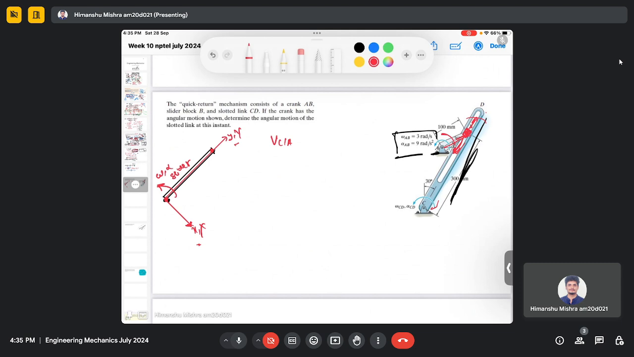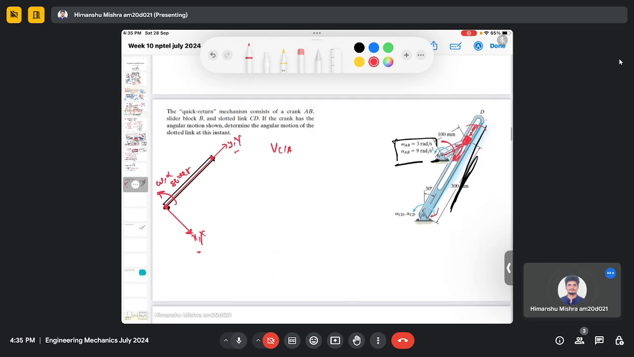Okay, sir. So the block is translatory with respect to the CD link, and is it not rotatory with respect to the crank? Like with the crank, it is also rotating. Yeah, yeah. It is rotating with the crank as well. Okay. Sir.